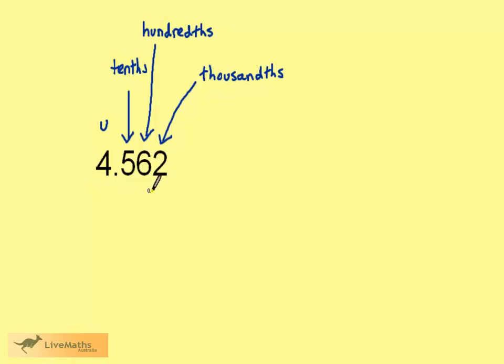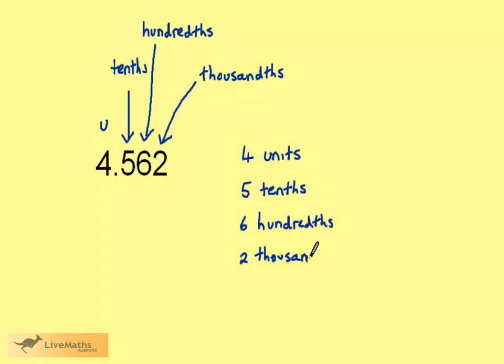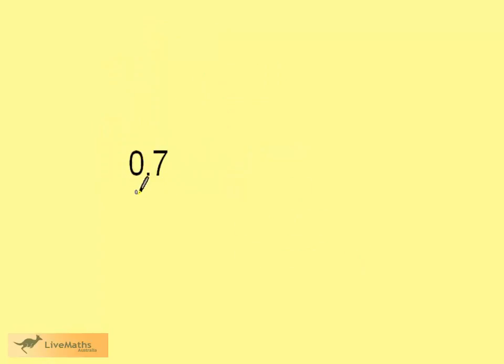So 4.562 is made up of 4 units, 5 tenths, 6 hundredths, and 2 thousandths. Let's consider 0.7. This has 0 units and 7 tenths.